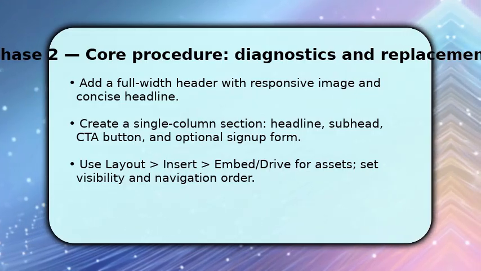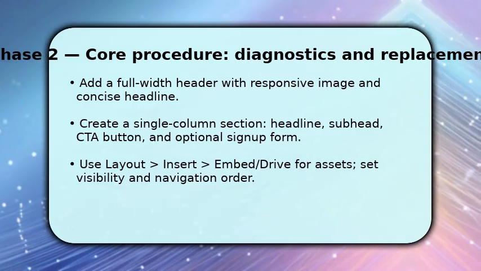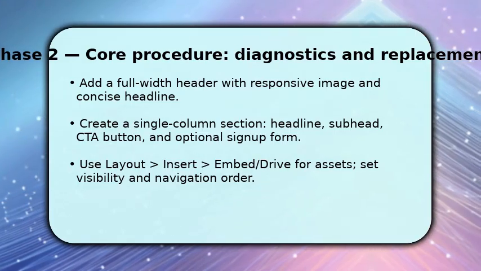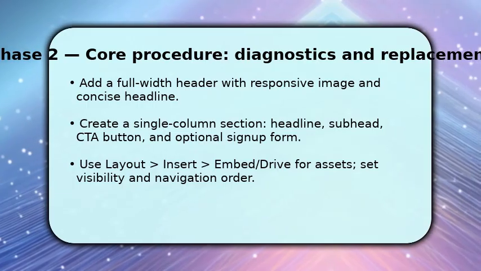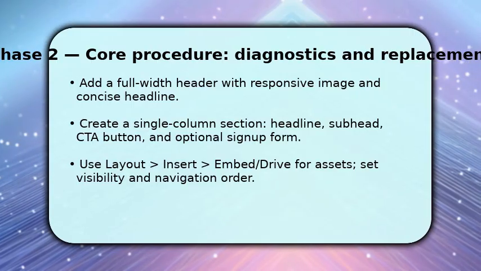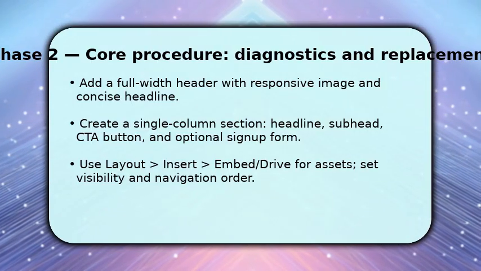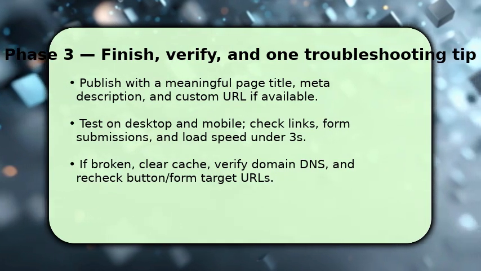Place a clear headline, a short supporting sentence, and a primary CTA button. Link it to a form or checkout. Make sure buttons and forms use descriptive labels for accessibility and conversion tracking. Also, use Insert Embed or Drive to add assets, and adjust section padding and alignment so the flow guides the eye. You finish by publishing and setting a clear page title and meta description to improve discovery.